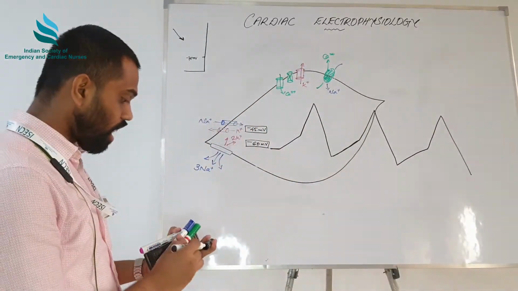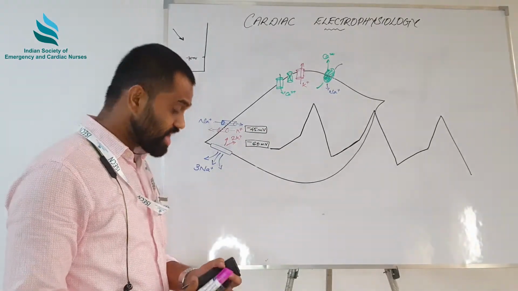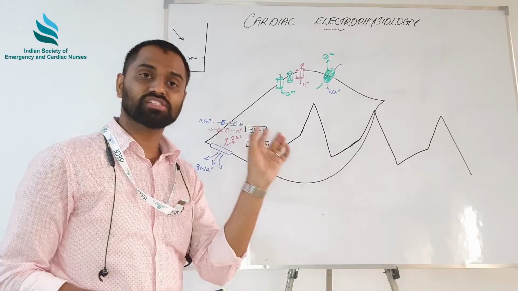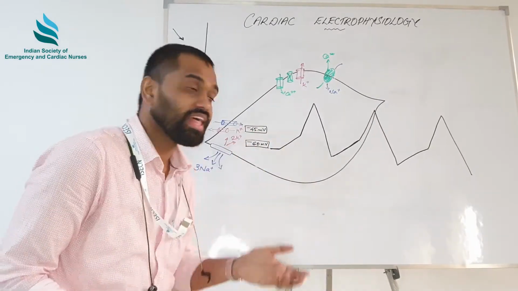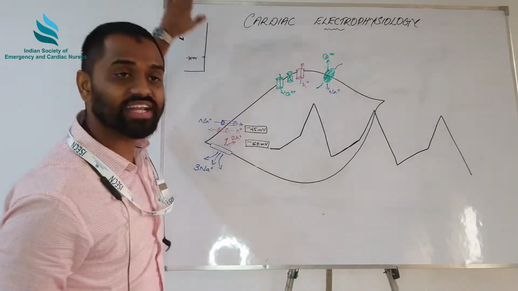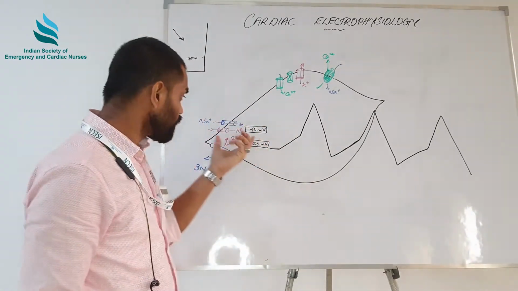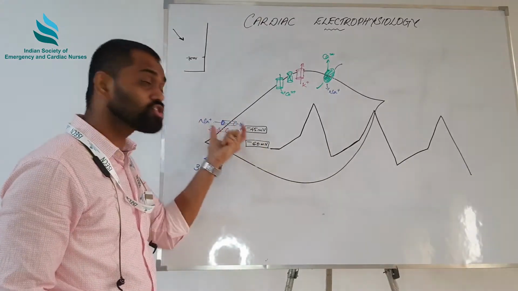So this is how it generates its own impulses, and this is why saNodal cells are called specialized cells. They have this property of automaticity. They do not require an external stimulus to excite them.